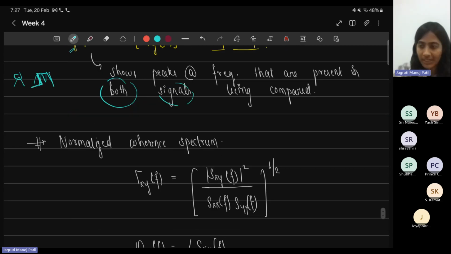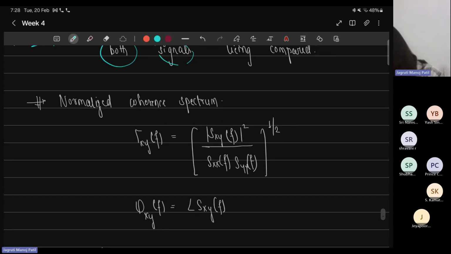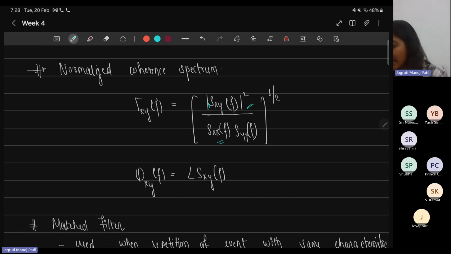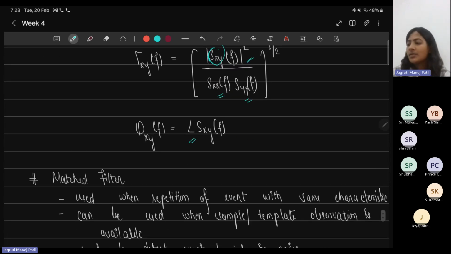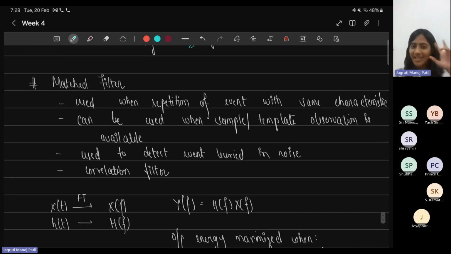Then, apart from correlation, we have something called the normalized coherence spectra. It is again given by the magnitude of the cross correlation function divided by the square root of the individual autocorrelations. So how do we find the phase of it? You take the phase of this particular signal, and you get the phase of this normalized coherence spectra. Now these were two types of methods that were based on correlation. The other one that we are going to see is also based on correlation or some slight modification of correlation. The new term is called match filtering.